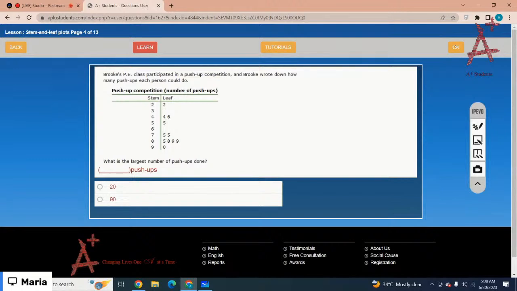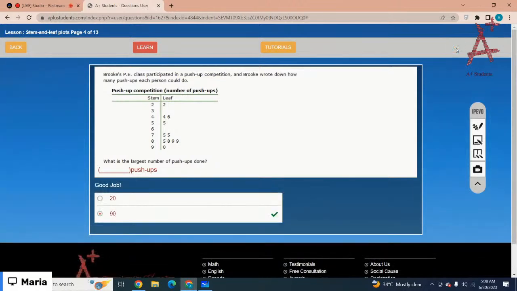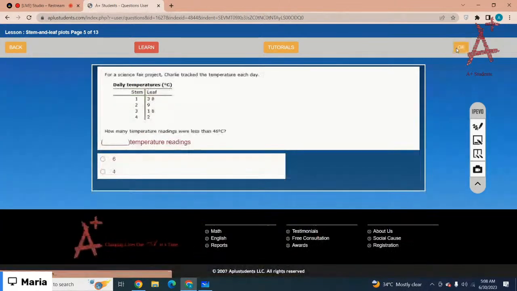So the maximum value would be 90. Okay, the next one is for a science fair project. Charlie tracked the temperature each day. How many temperature readings were less than 46? So you have to count all the values that are less than 46. Got it? So just look at the values.